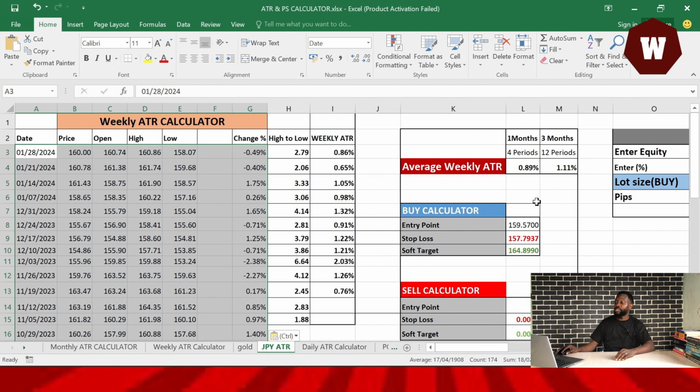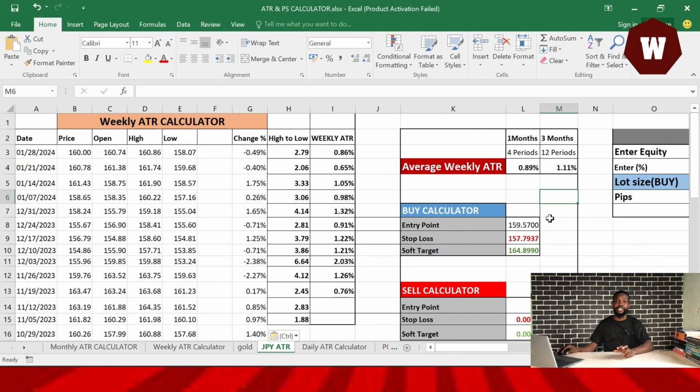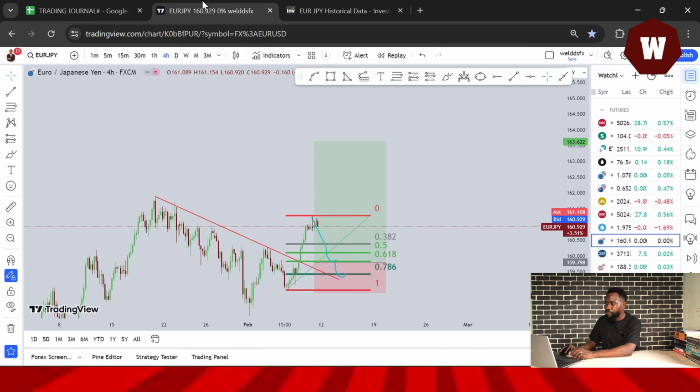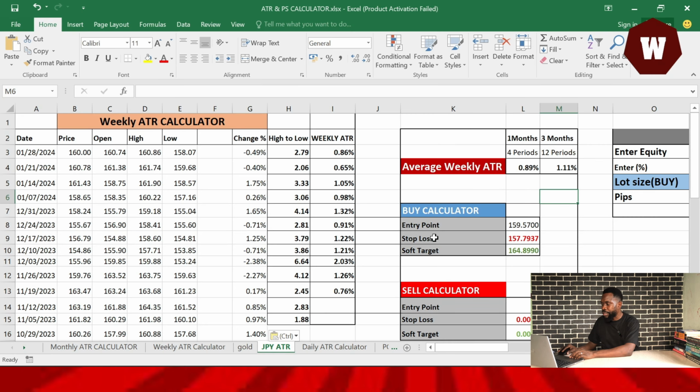The highest that this currency pair has moved in a week is around 1.11%. So as you can see, at 1.11%, you're going to set our entry point. Let's look at our entry point. Our entry point, if we are taking it from the 61.8 level, is 159.819. You enter. It says our stop loss should be at 158.03.